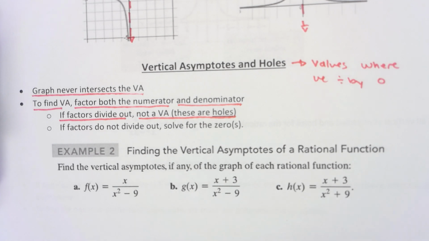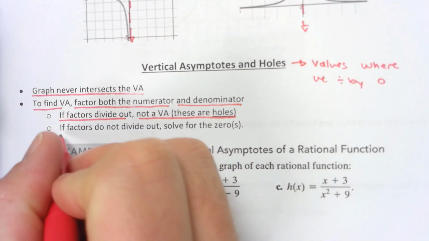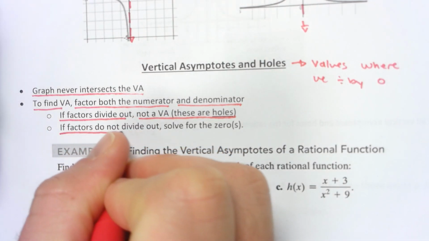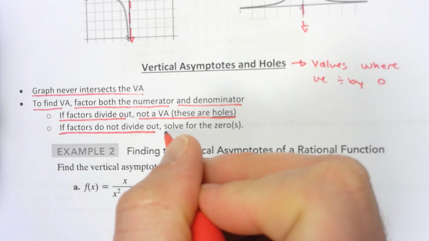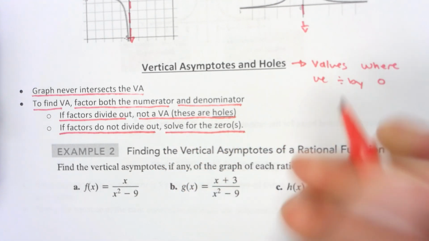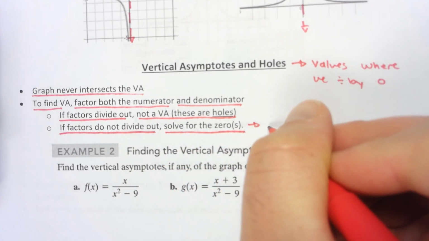I'm not going to really get into how we can see that on the graph. In fact, it's almost impossible to see it until we actually graph these functions. Today, it's more about covering some of these concepts of these rational graphs. Okay, once we factor the numerator and denominator, if there are any factors that do not divide out, then we're going to solve for the zeros, and these are vertical asymptotes.